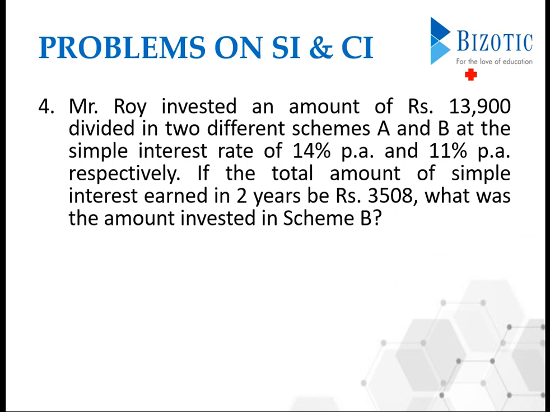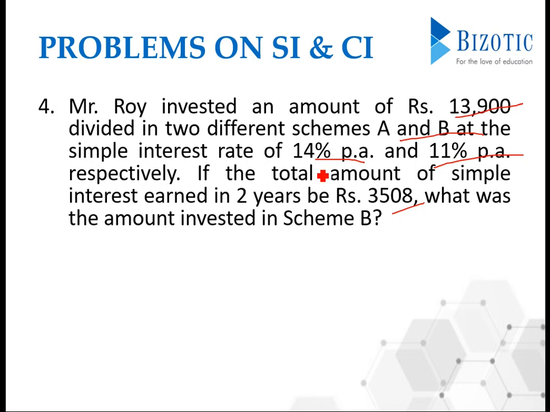Mr. Roy invested an amount of 13,900 divided in two different schemes A and B at the simple interest rate of 14% per annum and 11% per annum respectively. If the total amount of simple interest earned in 2 years be rupees 3508, what was the amount invested in scheme B? So total amount A is equal to principal amount plus SI. That's what we need to calculate.